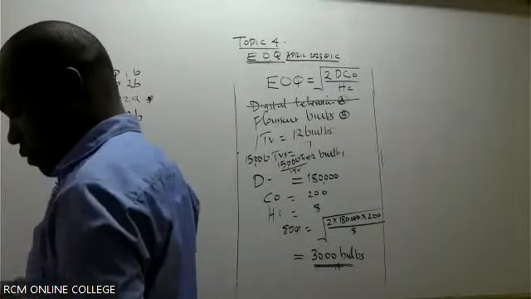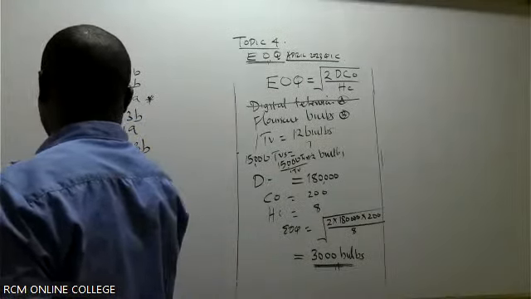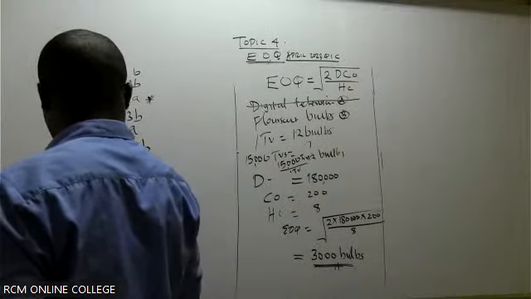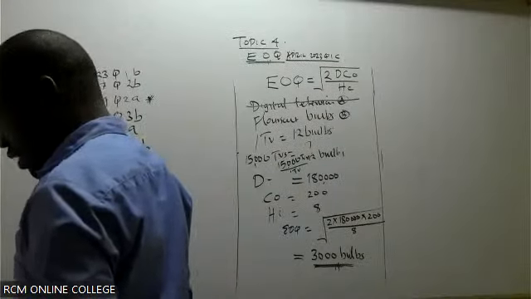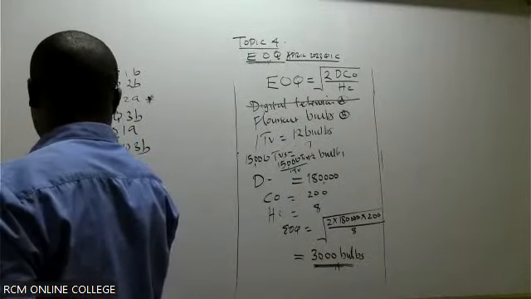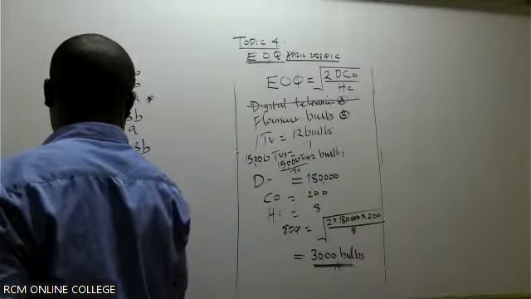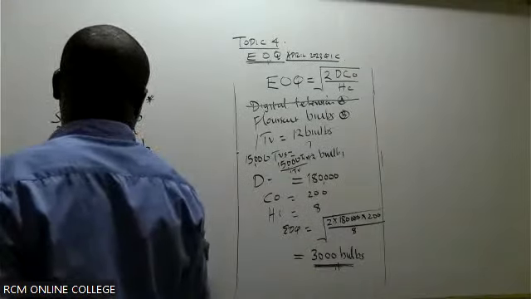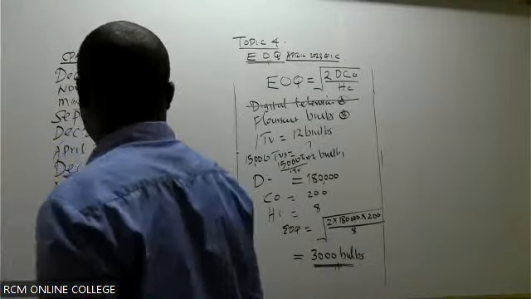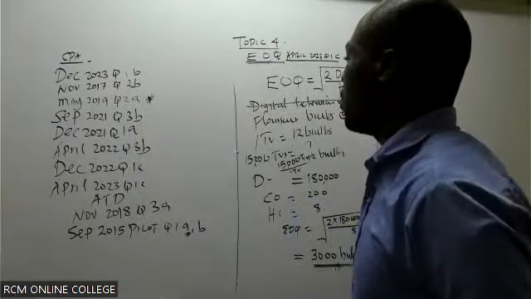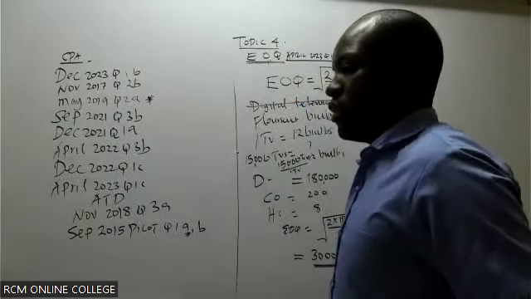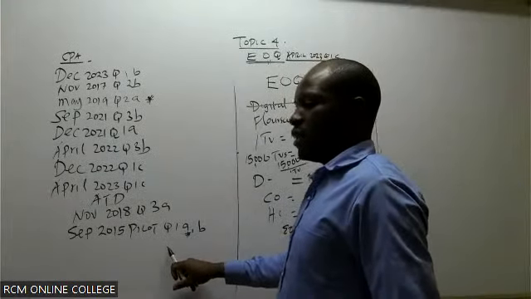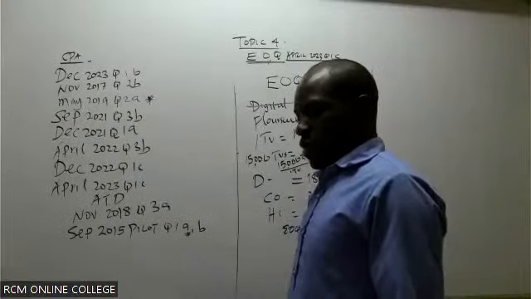ATD, I've only managed to access these two for now. November 2018, question number 3A. Then September 2015 pilot, question number 1A and B, whereby question number 1A is theory on the assumptions of economic order quantity. So the assumptions of economic order quantity were tested in this particular sitting.